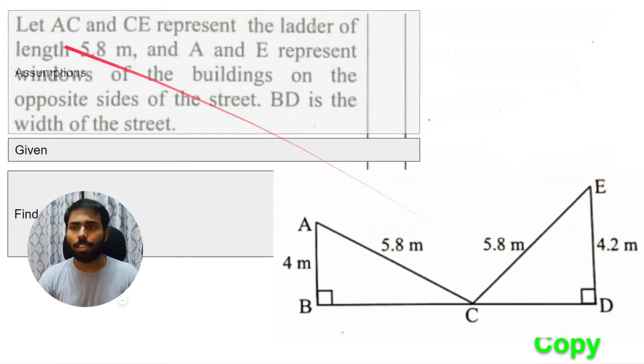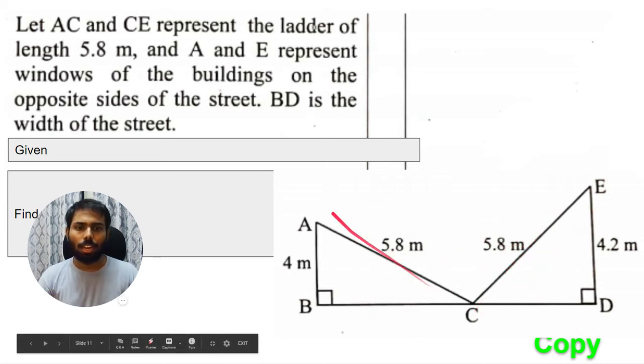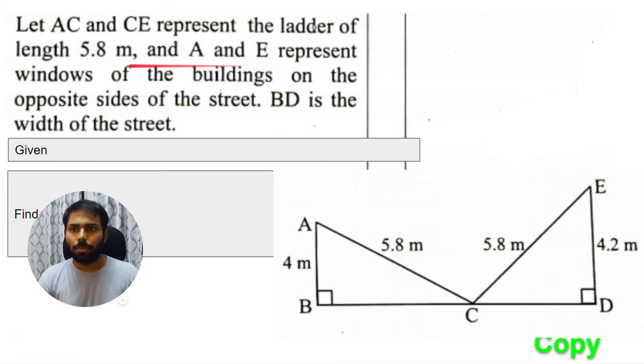What are the assumptions we are making? That AC and CE represent the ladder of length 5.8 meters. So AC and CE, both of them are representing ladders of 5.8 meters. Next, that A and E represent the windows of the buildings on the opposite sides of the street.